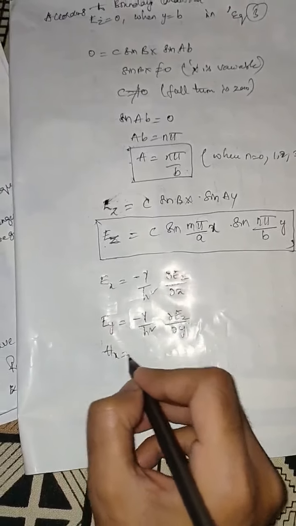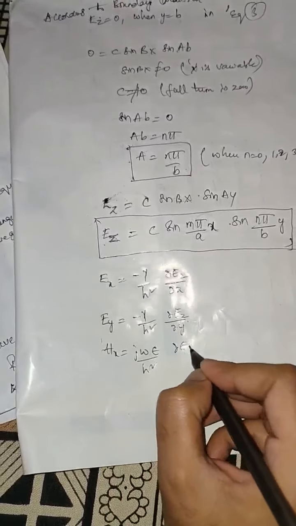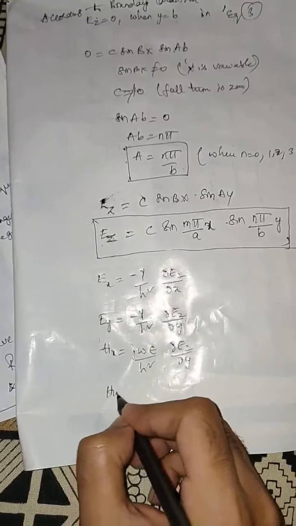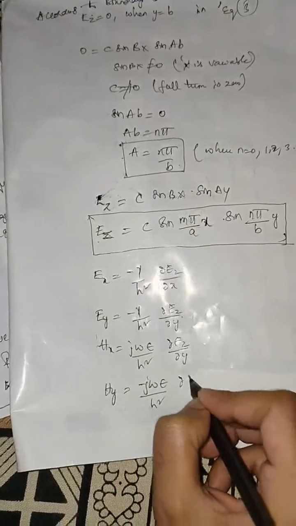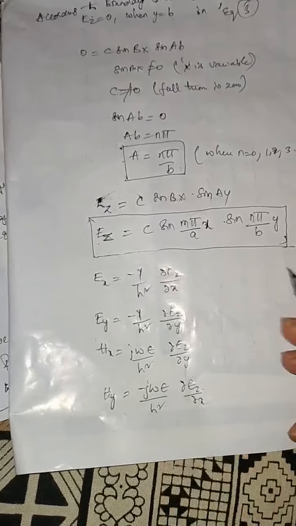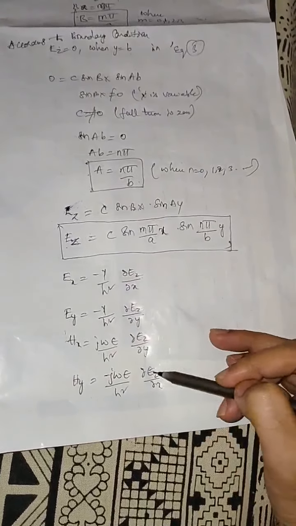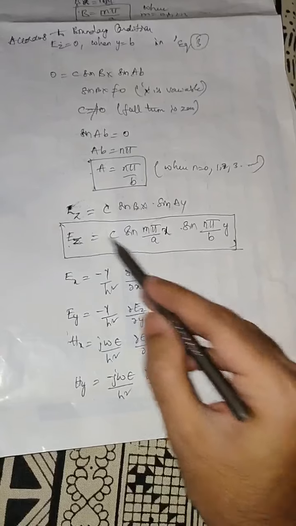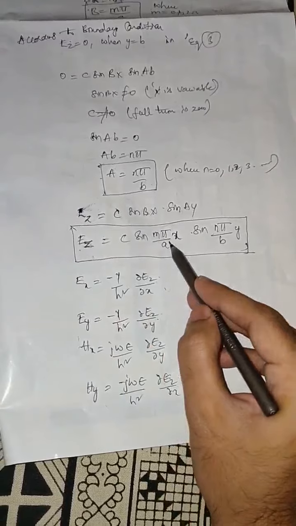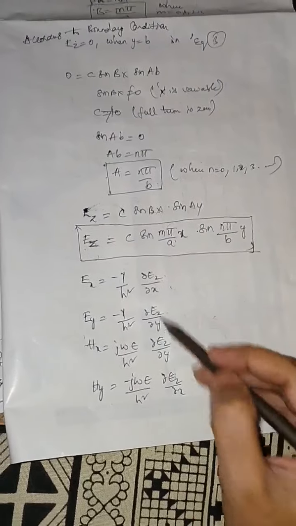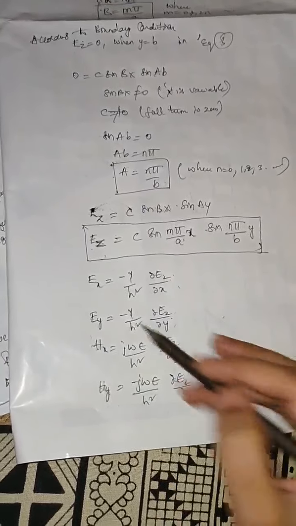Similarly, Hx is equal to j omega epsilon by h square del Ez by del y. So Hy can be written as minus j omega epsilon by h square del Ez by del x. So we can observe these equations: all depend on the Ez equation. Ex depends on Ez, and we already got the Ez equation. So if you differentiate this equation with respect to x or with respect to y, we can get the values of Ex, Ey, Hx, Hy. So we can substitute here and get the values.